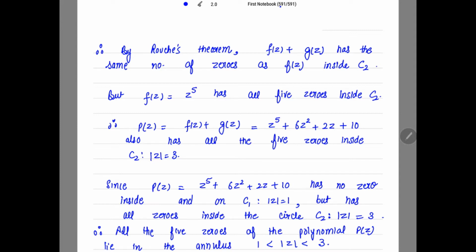So therefore, fz plus gz, which is your pz, equal to z to the power 5 plus 6z square plus 2z plus 10, this pz is also having all the 5 zeros inside the circle C2. Since we have also proved before that this pz has no zero inside and on C1, but it has all the zeros inside the circle C2, therefore all the 5 zeros of the polynomial pz lie in the annulus. Now the roots are lying in the annulus. See the diagram again.